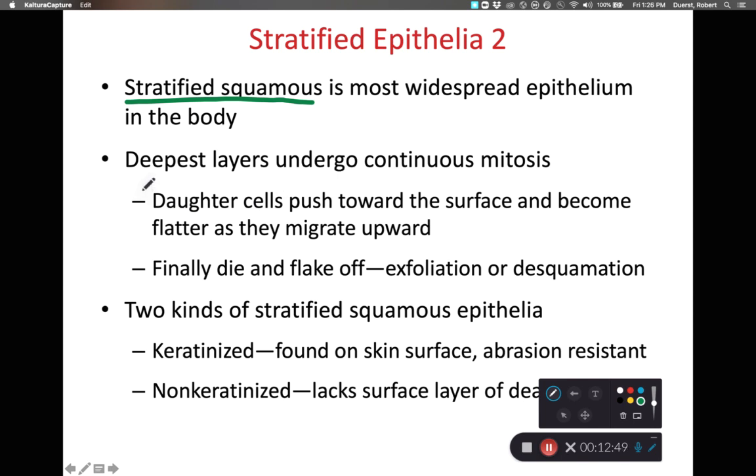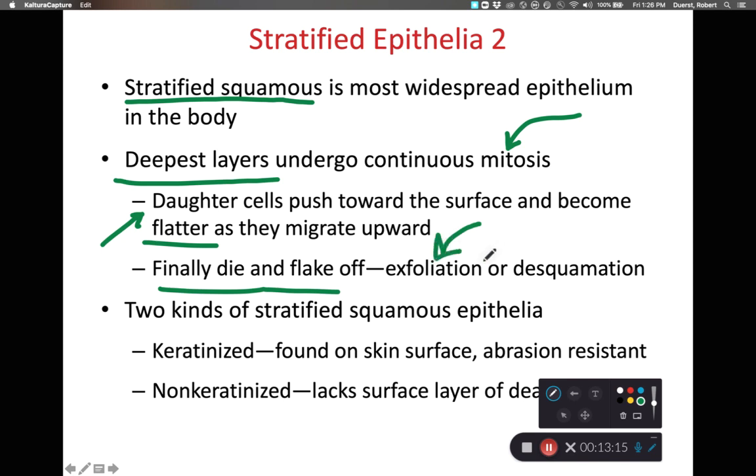We find that the bottom layer, that basal layer, the deepest layer, is going to have cells continually reproducing and dividing, undergoing mitosis. The daughter cells produced are going to be pushing upwards towards the apical surface, and as they move towards that apical surface, they increasingly flatten out and assume the squamous appearance. Ultimately, they die and flake off. If they flake off, sometimes we refer to that as exfoliation. The technical term for exfoliation is desquamation.